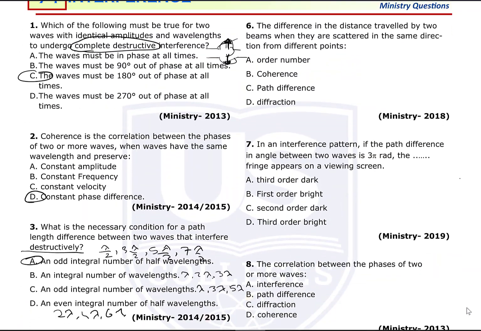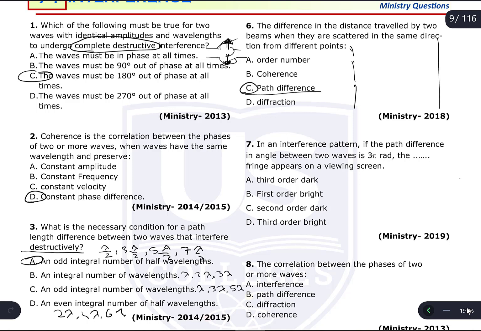Question number 6. The difference in the distance traveled by two beams when they are scattered in the same direction from different points. This is path difference, the definition of path difference in the book. You can check it. There are two sources, and these two sources produce an interference pattern depending on the difference between the distance traveled by the waves, which is called path difference.